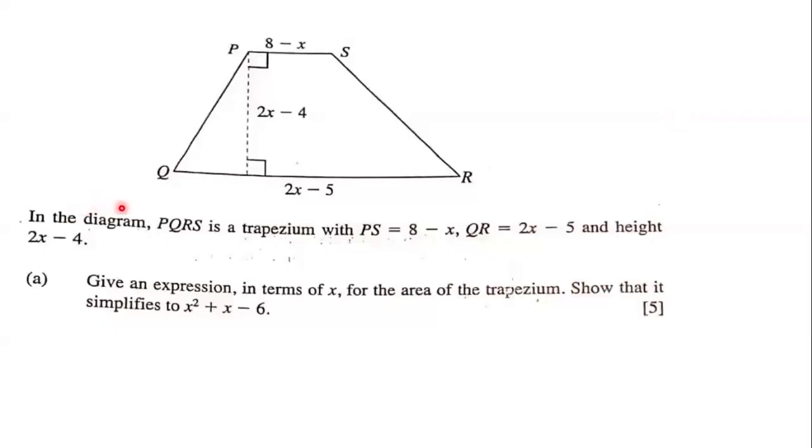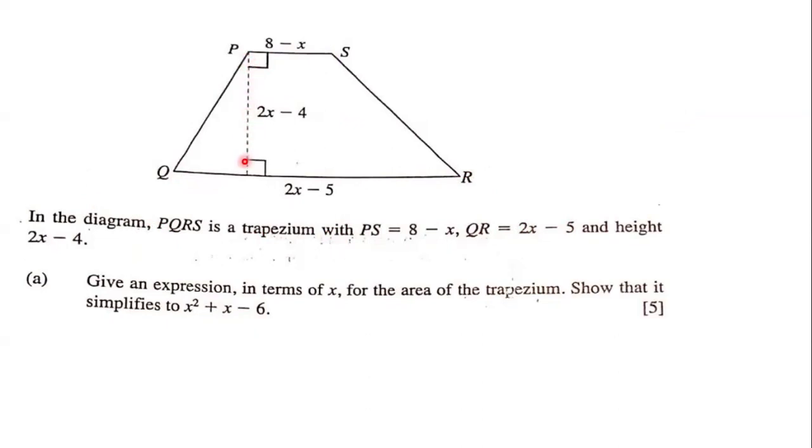In the diagram, PQRS is a trapezium with PS equal to 8 minus X, QR equal to 2X minus 5, and height 2X minus 4. Here we have the height right here, which is 2X minus 4.